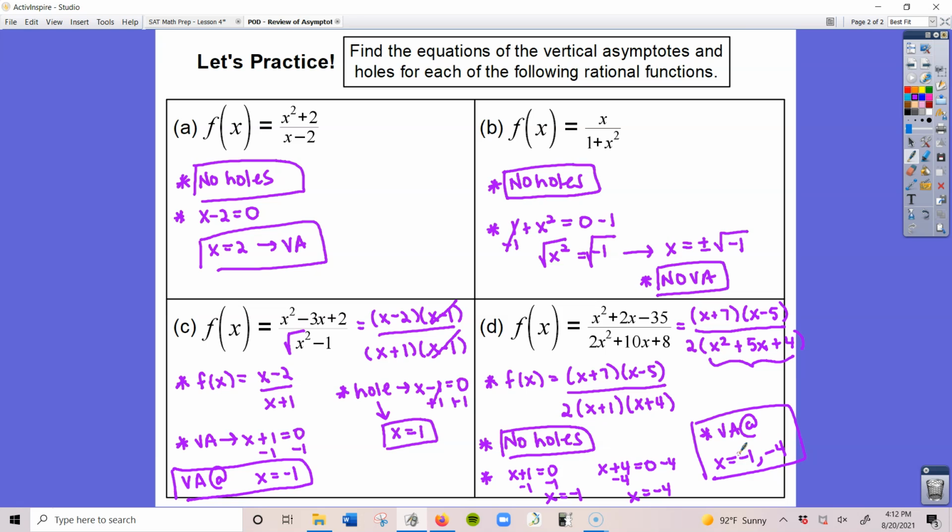So this is the prerequisite skill that I wanted you guys to review before we get into finding limits. So I hope that you found this helpful, and that's it.